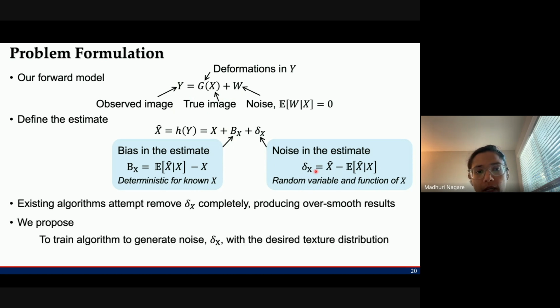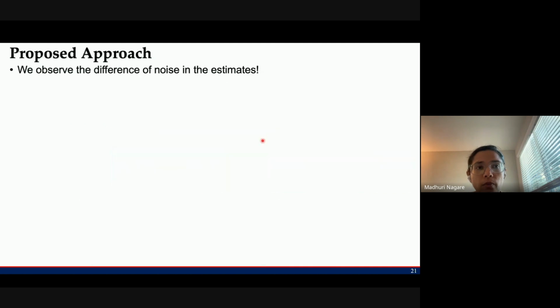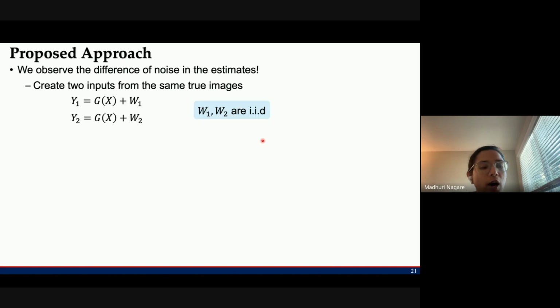Existing algorithms like mean square error based algorithms basically try to eliminate this delta X completely, producing oversmooth results. So we propose to train our network to generate delta X with the desired texture distribution. So it would be a valuable contribution to this X hat. But the problem here is we cannot observe this delta X directly. So what we propose is to observe the differences of noise in the estimate. So how do we do that?